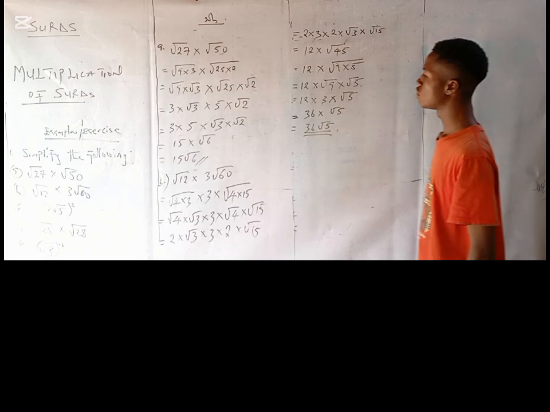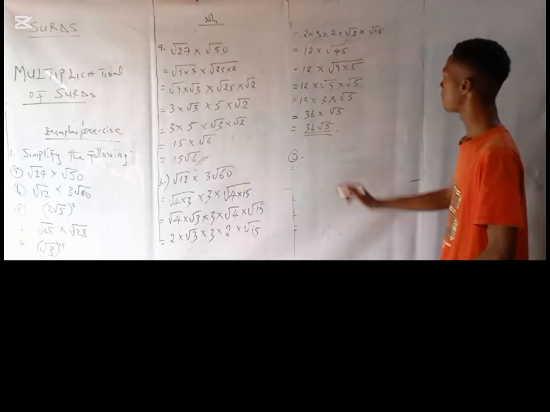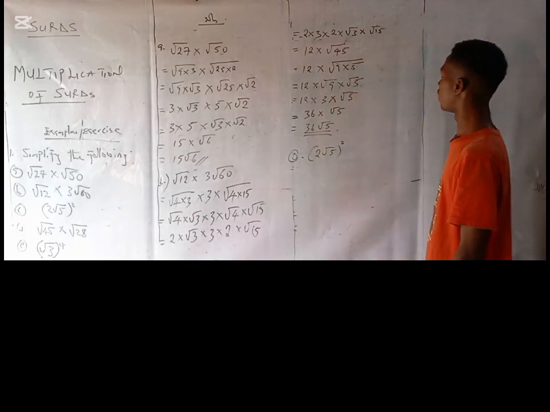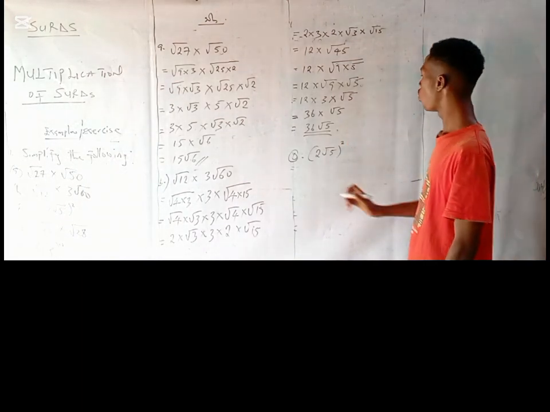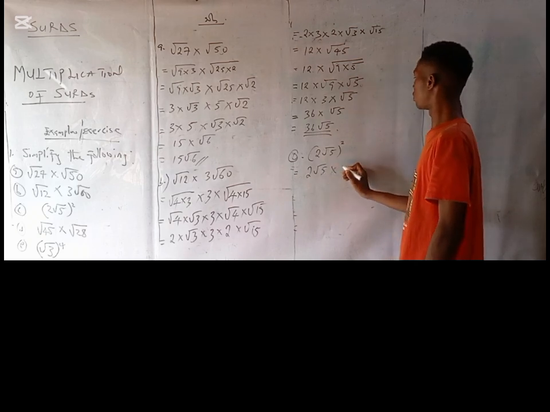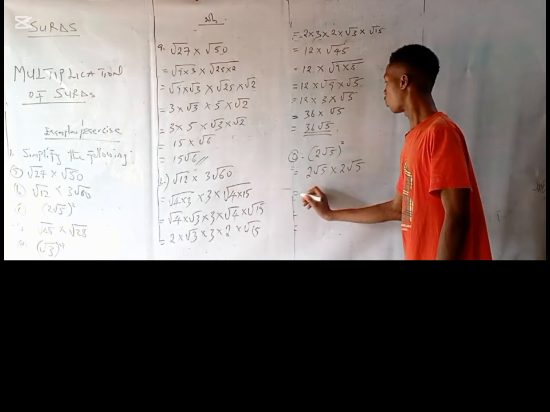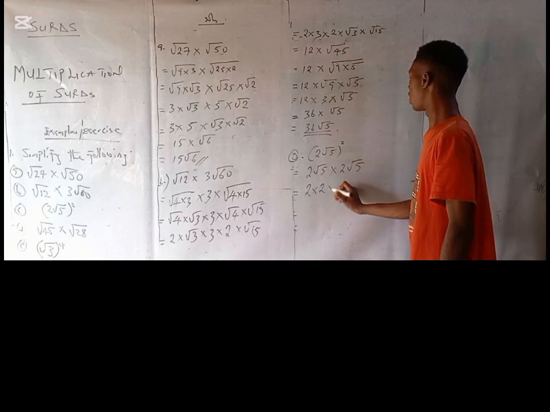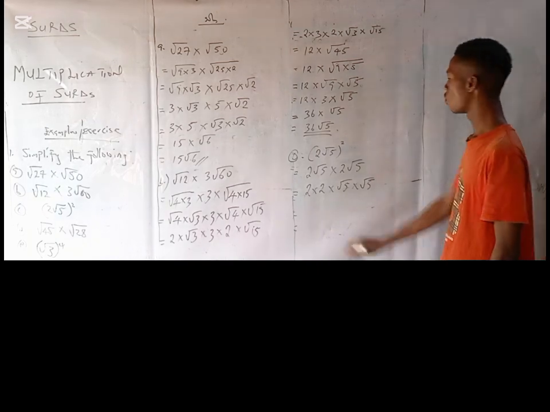Alright, so let's look at the next one. What do we have there? We have 2 root 5 all squared. It is squared, meaning it is doubled. So this is equal to 2 root 5 times 2 root 5. Are we together? Let's take whole number, then root by root: 2 times 2 times root 5 times root 5.